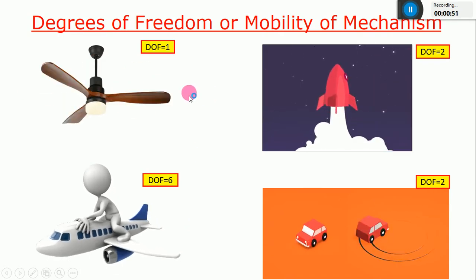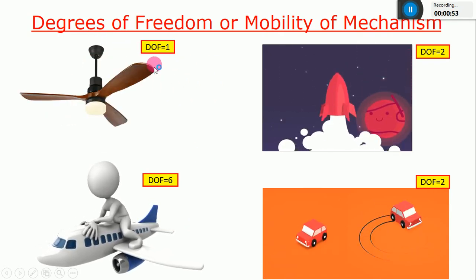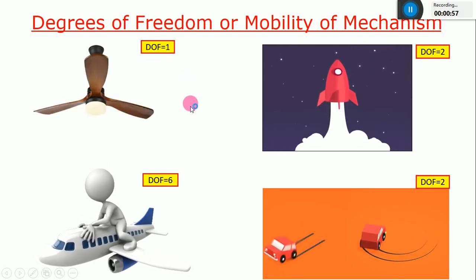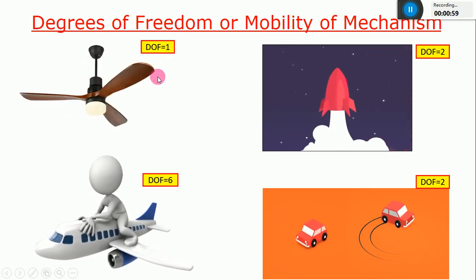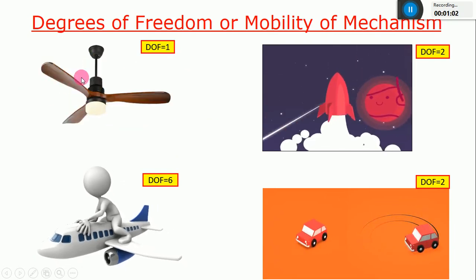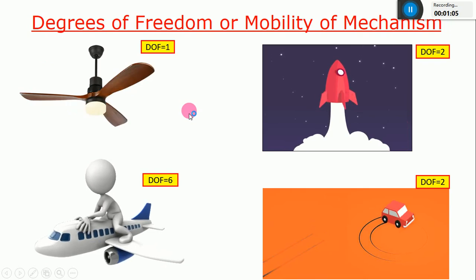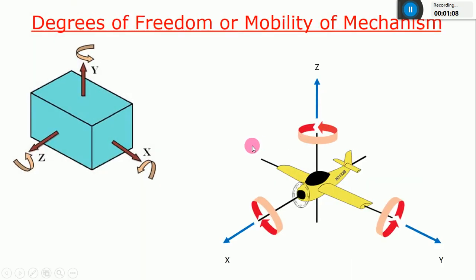It means you can say that degrees of freedom is nothing but the number of independent motions a body can have. Otherwise, you can say the number of variables which are required to describe the condition of that particular object. And we have discussed some examples. And maximum a body can have 6 degrees of freedom, 3 linear degrees of freedom, and 3 rotary degrees of freedom.